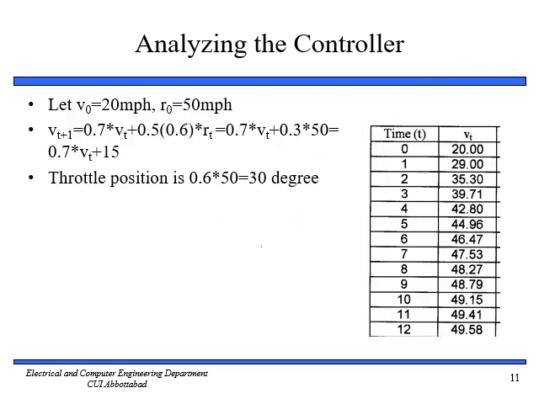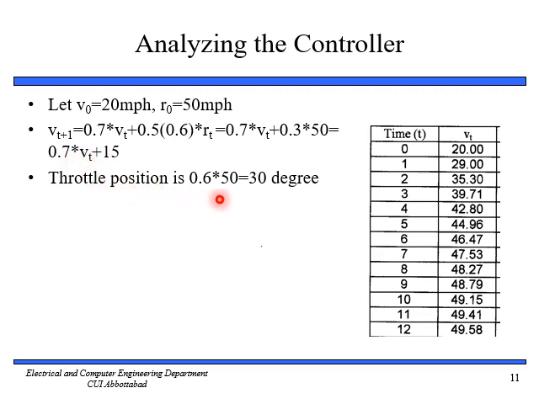So in this slide we will analyze our designed controller. Here you can see that our initial speed is 20 miles per hour and our desired speed is 50 miles per hour. This is the equation of the system, that v of t plus 1 is equal to 0.7 into v of t plus 0.5 p into r of t. Just substituting the values, that is 0.7 into v of t plus 0.5 into 0.6, which will be 0.3, and the value of r of t, that is our desired speed, is 50. So it will become 0.7 into v of t plus 15.